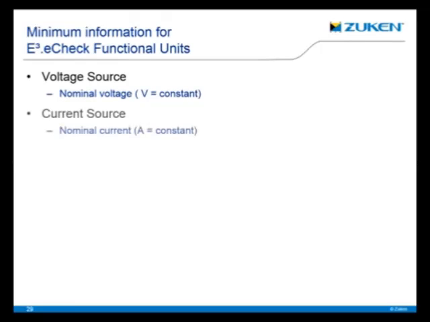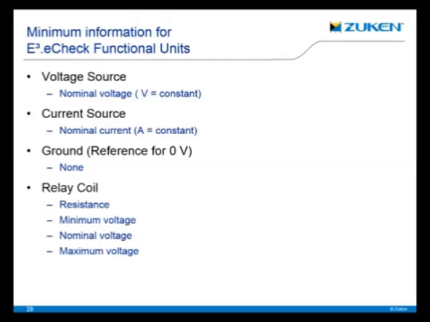Functional units are similar to simple simulation models, and they can be assigned to a symbol. Here we see the minimum information for functional units. For a voltage source, we need a nominal voltage. For a current source, we need a nominal current. For a ground symbol, we need no further information. It's the reference for the calculations.